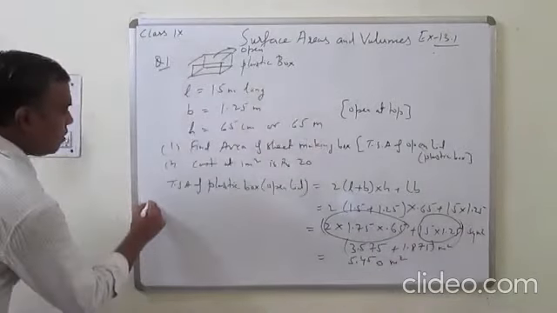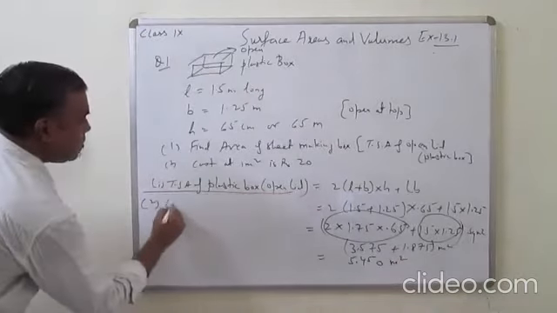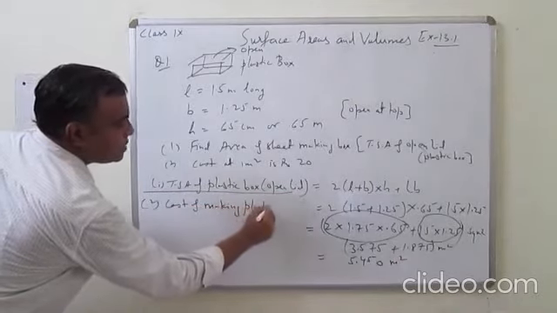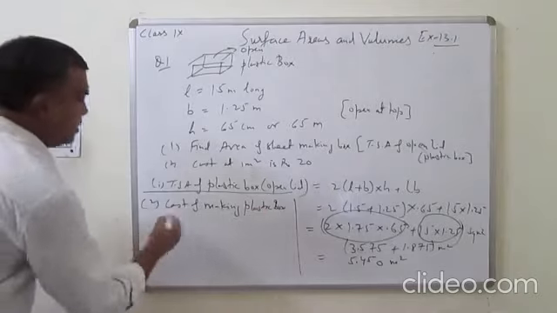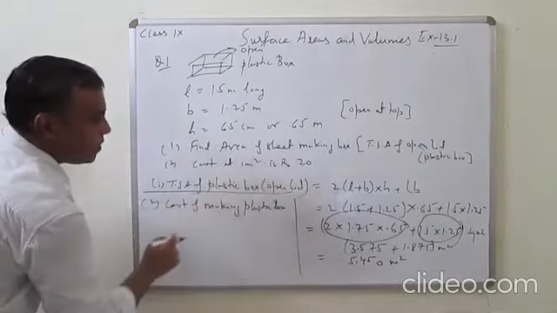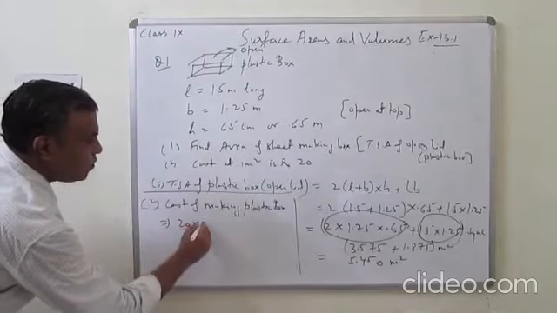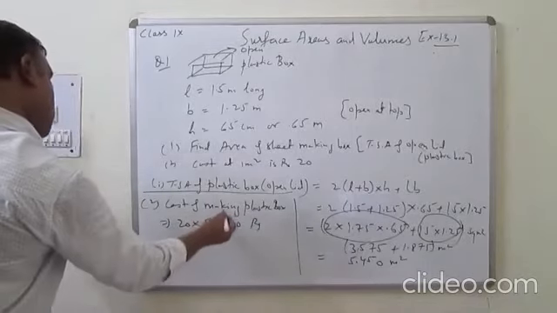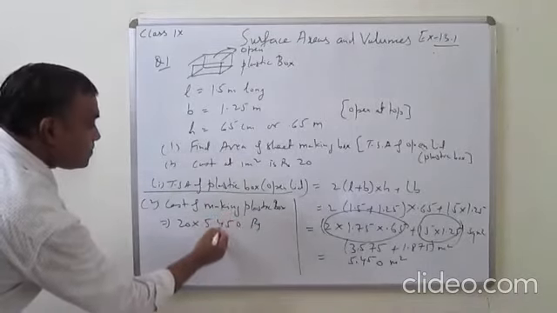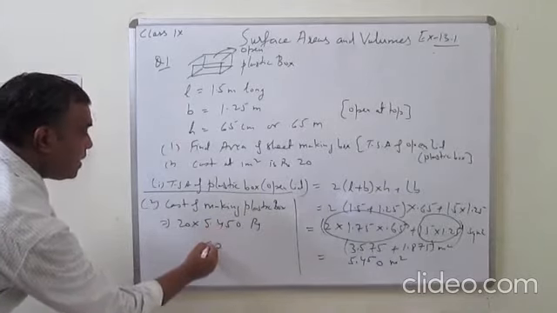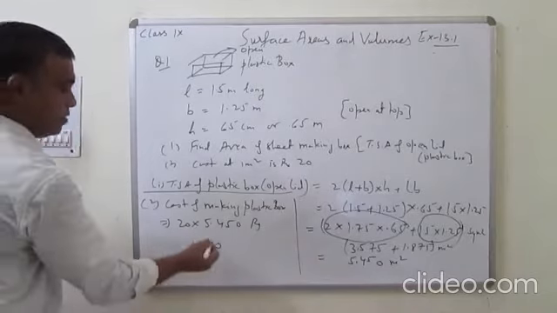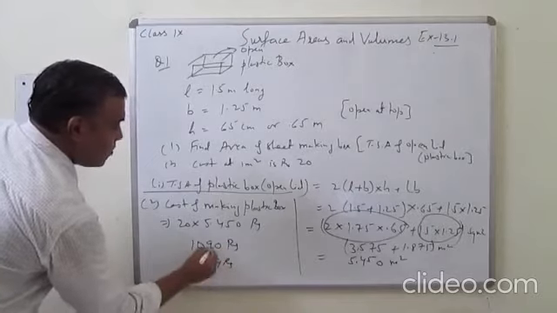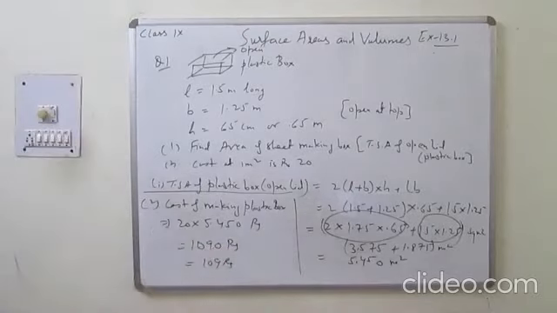Now the cost is the second part; this was the first part. Now the cost of making the plastic box. What is the cost of this? 1 meter square cost is 20 rupees. So it is 20 into 5.45 rupees. If you multiply it, you will get 109 rupees.